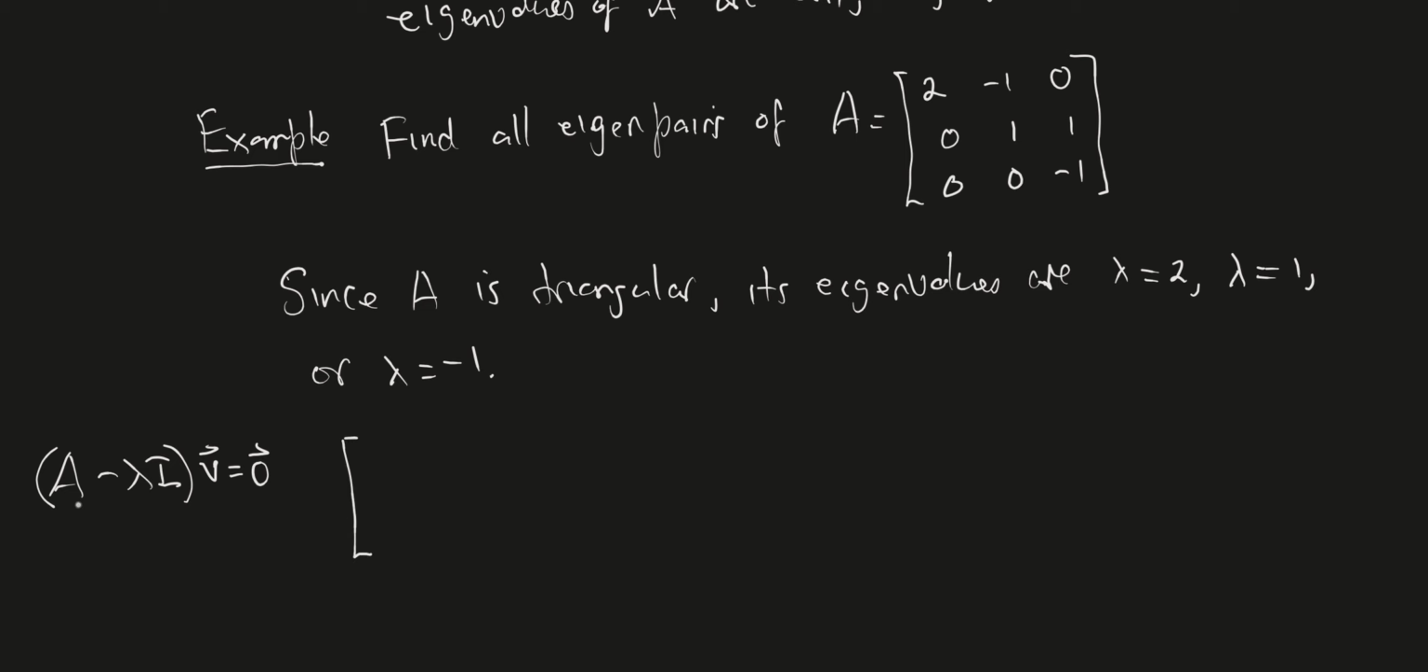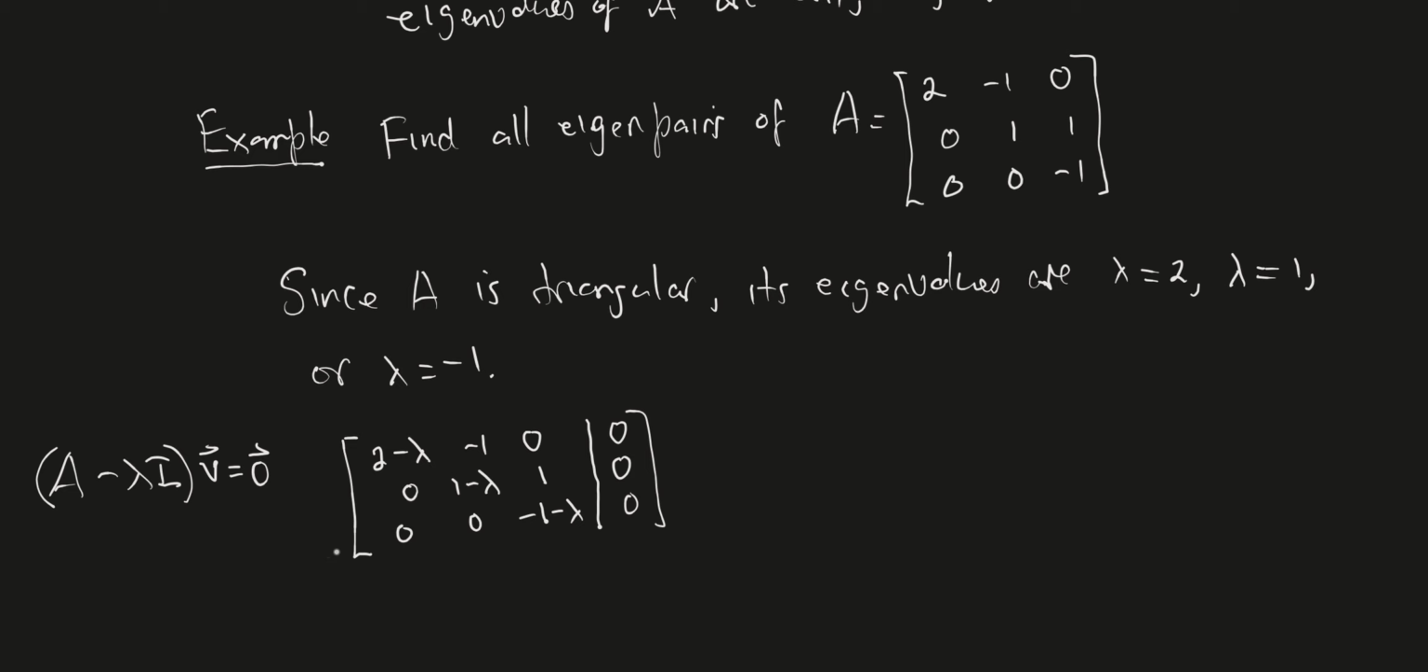So A minus lambda I is going to be 2 minus lambda, -1, 0, and then 0, 1 minus lambda, 1, and then 0, 0, -1 minus lambda. So that's going to be the coefficient matrix, and then we're going to augment it with the column of zeros. This is essentially the system that we have to solve, but we're going to have to solve it 3 times, 1 time for each eigenvalue, right?